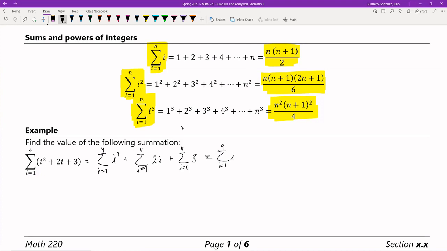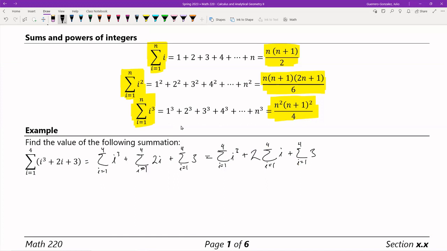To 4 of i cubed. That one's already split up as much as we could do it, right? The second one, though, has the 2 mixed in there. So I'm going to do plus 2 times the sum i equals 1 to 4 of i. Since 2 is a constant, I can just pop it out, and that's one of our rules. Plus the sum i equals 1 to 4 of 3.